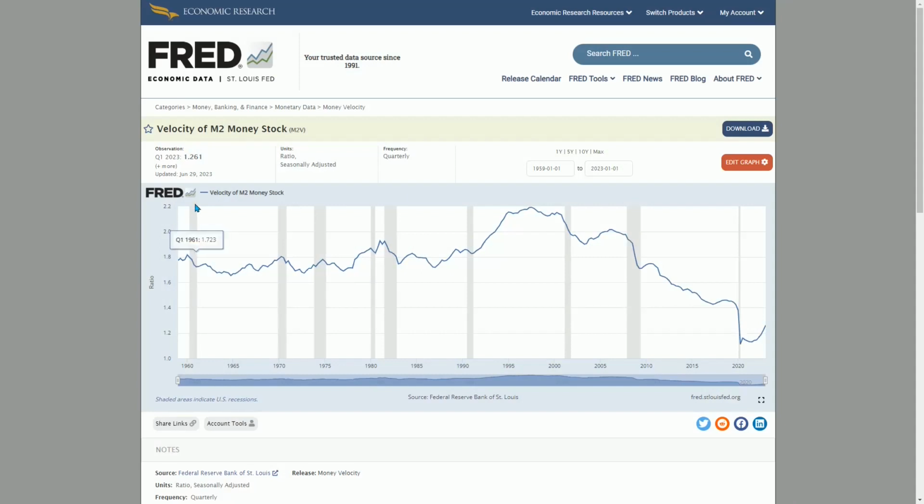So when M2 rises by a lot, the denominator, this measurement can go down. If GDP rises a lot, and this is nominal GDP, remember, not real GDP, so GDP with inflation counted, which in some ways is a measurement of more value than the real GDP number. So velocity is GDP divided by M2 money stock.